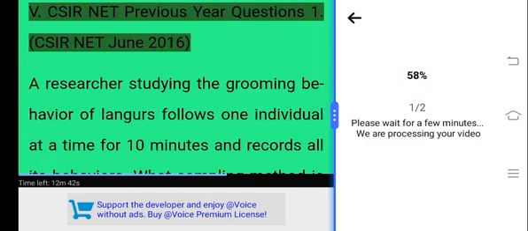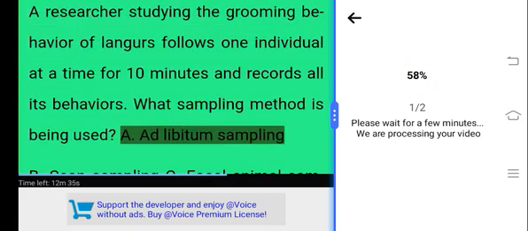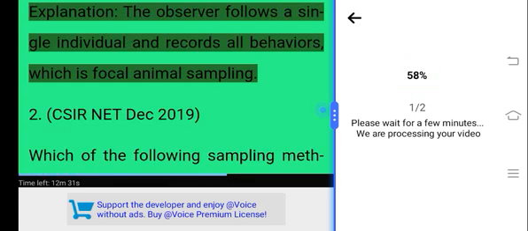CSIR NET Previous Year Questions. 1. CSIR NET June 2016. A researcher studying the grooming behavior of langurs follows one individual at a time for 10 minutes and records all its behaviors. What sampling method is being used? A, ad libitum sampling. B, scan sampling. C, focal animal sampling. D, behavior sampling. Answer: C, focal animal sampling. Explanation: the observer follows a single individual and records all behaviors, which is focal animal sampling.